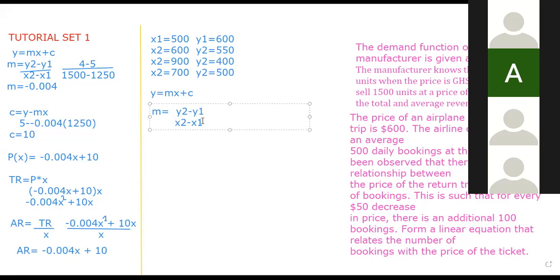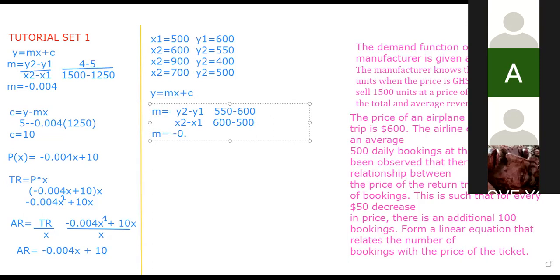So I'll use the first Y1, the first Y2 and X2. So I have Y2 to be 550 minus Y1, 600, over X2 to be 600 minus 500. So in the end, what do I get? I get negative 0.5.